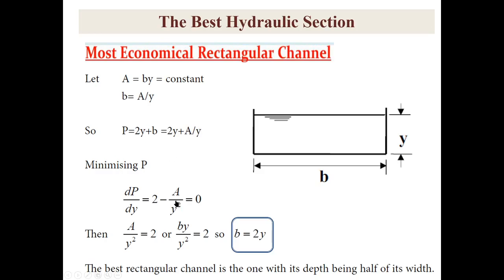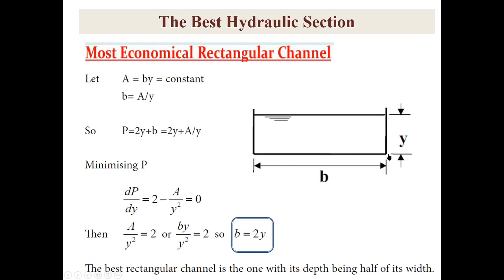From here, you can say that A over y squared equals 2, and we know that A is b times y. Again, from here, b times y over y squared equals 2. Easily, you can cancel out this y with the exponent 2, or say that b over y equals 2, or b equals 2y. Therefore, we can get this conclusion.